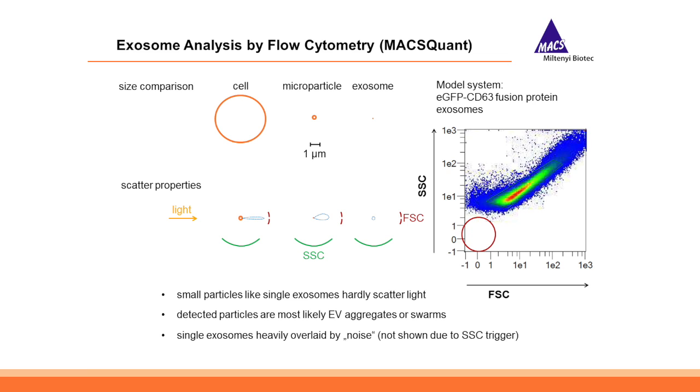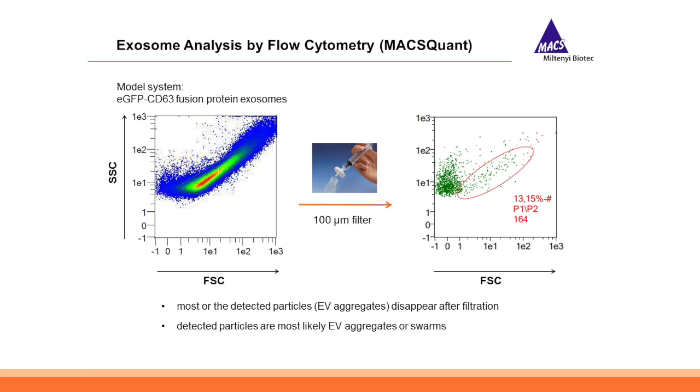The single exosomes would appear down here, and this region is heavily overlaid by noise, and usually you use a trigger to avoid this noise, so you cannot see the single exosomes here. That these are really aggregates we proved by filtering the sample through a 100 micrometer filter. So we get rid of all larger particles and aggregates. And as you can see, after filtering, we hardly see any signals anymore. So we lose the exosomes. So indeed, the detected particles are most likely aggregates or swarms.